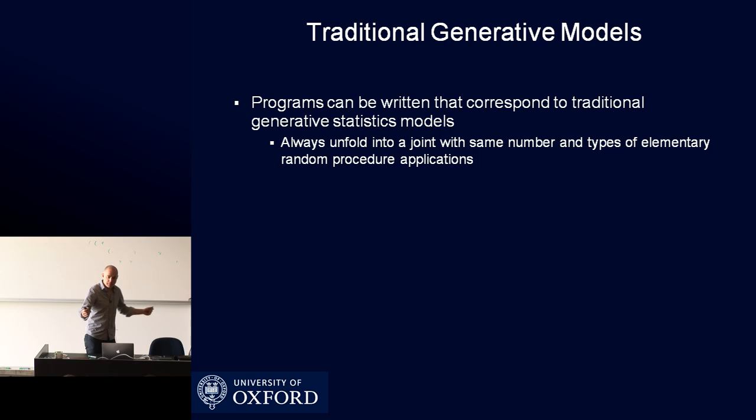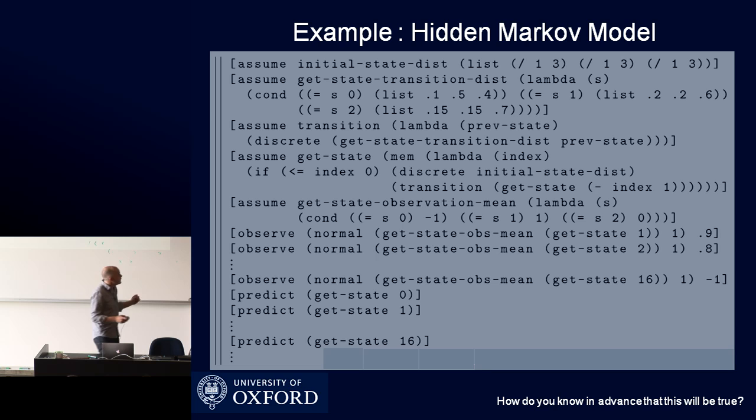An HMM has a fixed-structure sequence of conditional distributions that all have the same type and the same arguments, and so on and so forth. You can write a program that corresponds to an HMM, no problem. But you can write programs that don't have obvious correspondences. So let's take a quick example of what I mean by writing an HMM. So here's a three-state HMM. It's an easy piece of code to write.